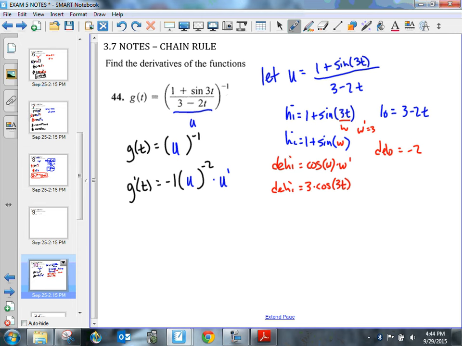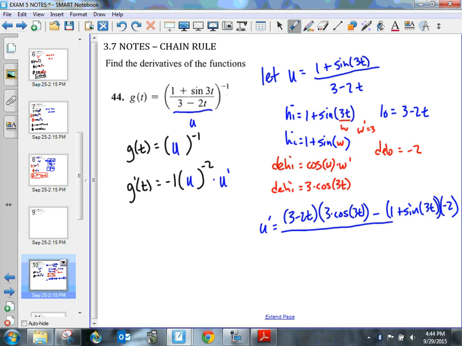Now, if I wanted to find u prime, I've got to do low d high. So I've got the quantity 3 minus 2t times the quantity 3 times cosine of 3t, minus the high function, so minus 1 plus sine of 3t, times the derivative of low, which is negative 2. And then this is all over low squared, so the quantity 3 minus 2t, quantity squared. Now I have u and u prime.